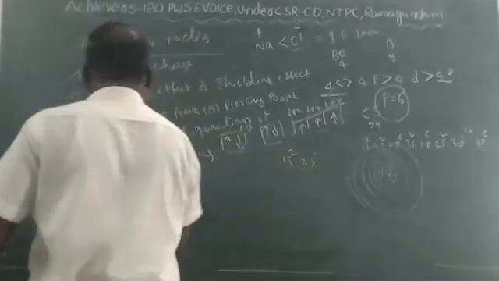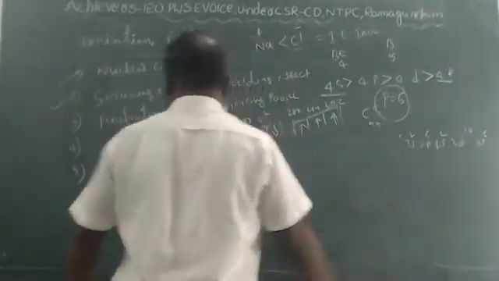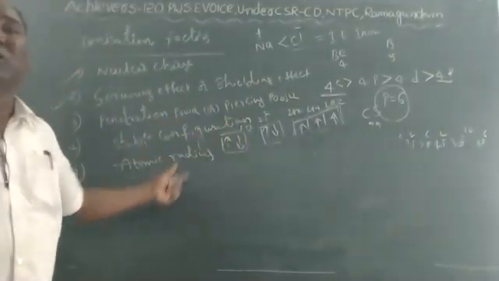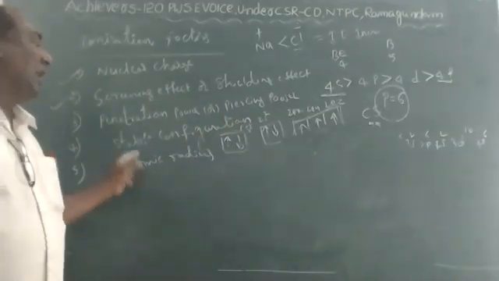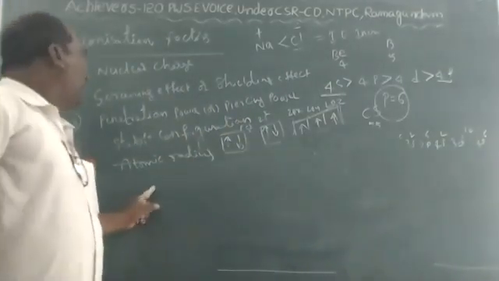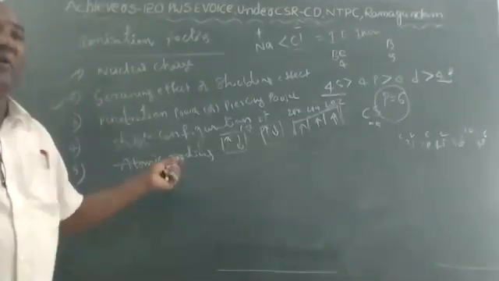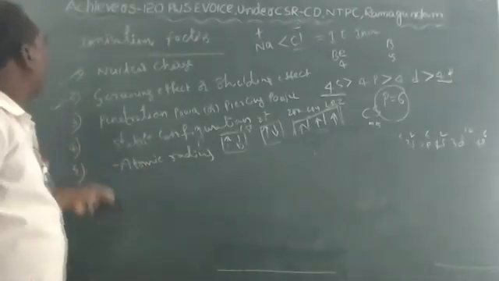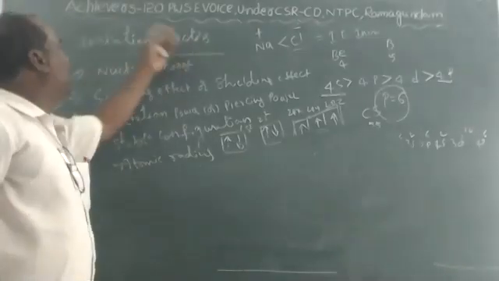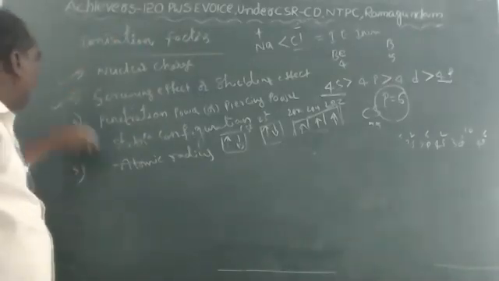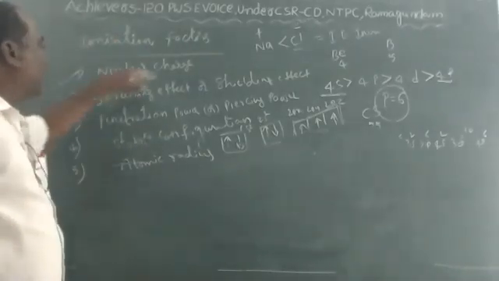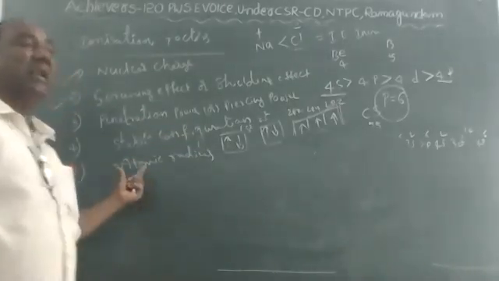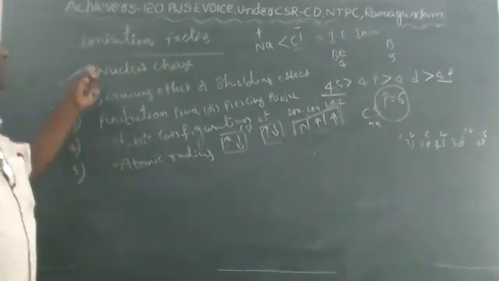And next, atomic radius. As I told you clearly, atomic radius means the distance between the center of the nucleus to the outermost shell. It is called atomic radius. If the atomic radius increases, the ionization energy decreases. So this is about the ionization energy factors. They depend on these main points: nuclear charge, screening effect or shielding effect, penetration power or stable configuration, and atomic radius. These are the main factors that influence ionization energy.